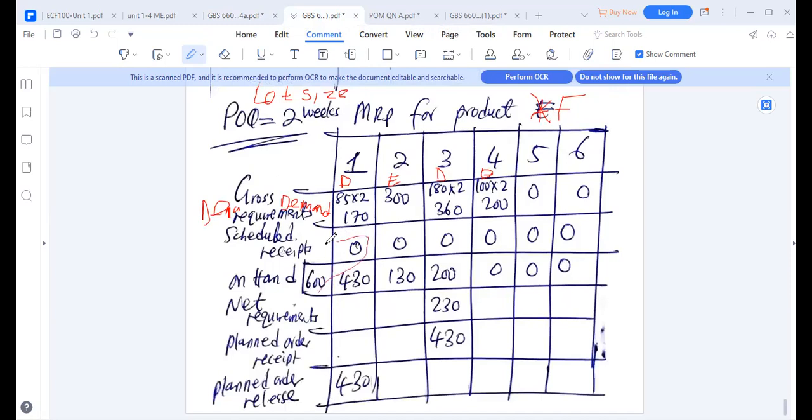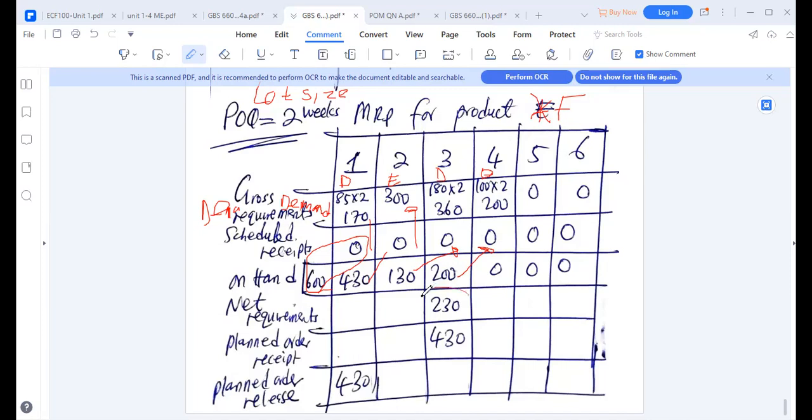600 plus 0, this is what we have available stock, plus 0, minus the demand of 170, you have the 430 on hand. This one plus 0 minus the demand of 300, you're going to have a 130. 130 plus 0 minus the demand of 360, we are going to have on hand of 200. 200 plus 0, all right.